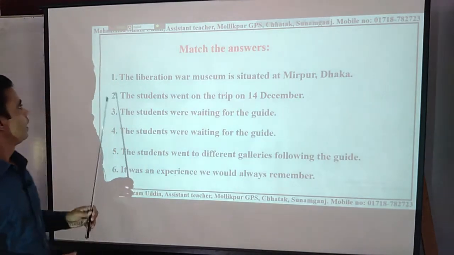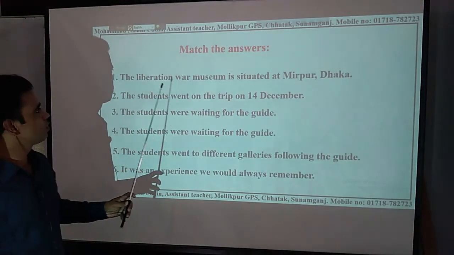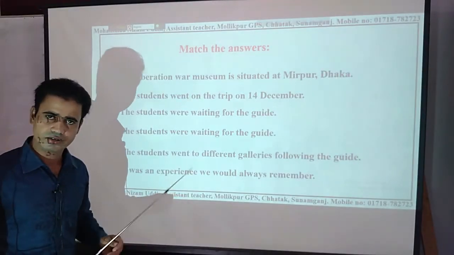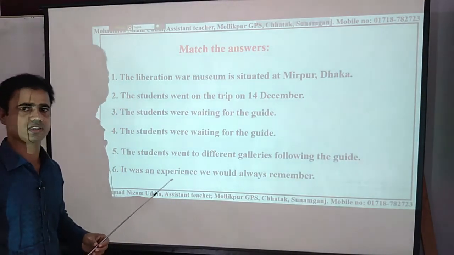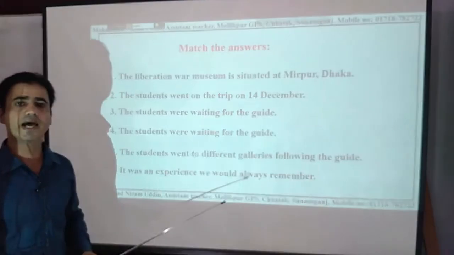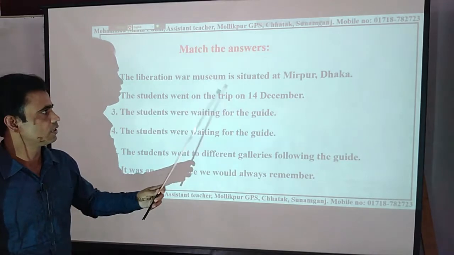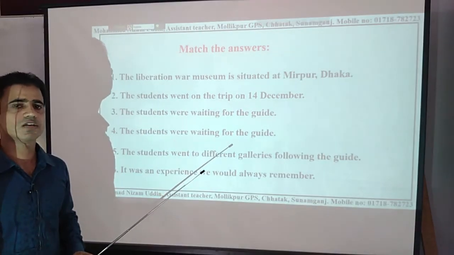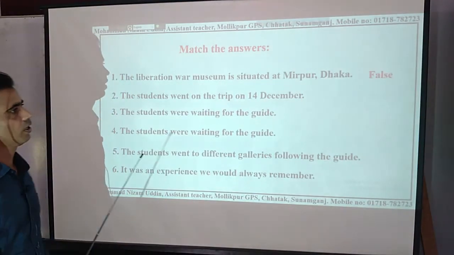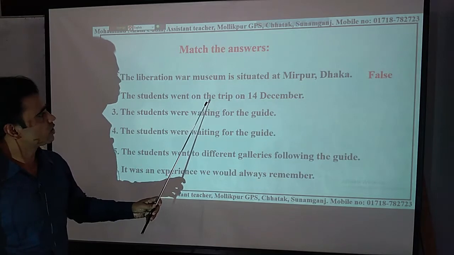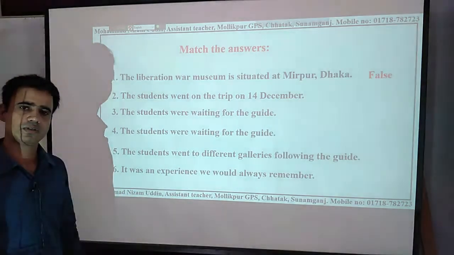Okay. Number 1, the Liberation War Museum is situated at Mirpur, Dhaka. Is it correct? No, it's not correct. Our Liberation War Museum is situated at Agargaon, Dhaka. So the statement is incorrect. So we'll write false here. It's false. Number 2, the students went on the trip on 14 December.